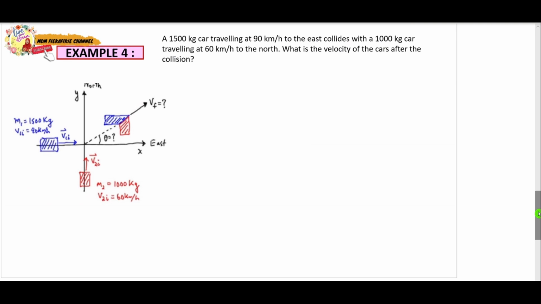Okay, now let's discuss the last example for this video. So we have 1500 kg car traveling at 90 km per hour to the east. So it's given that the blue color here is 1500 kg car. So we put as M1. Okay. And U1, so given that U1 is in 90 km per hour, so make sure you change to meter per second. Okay. And then for M2, so here we have M2 and U2, so I will write U2 60 km per hour.